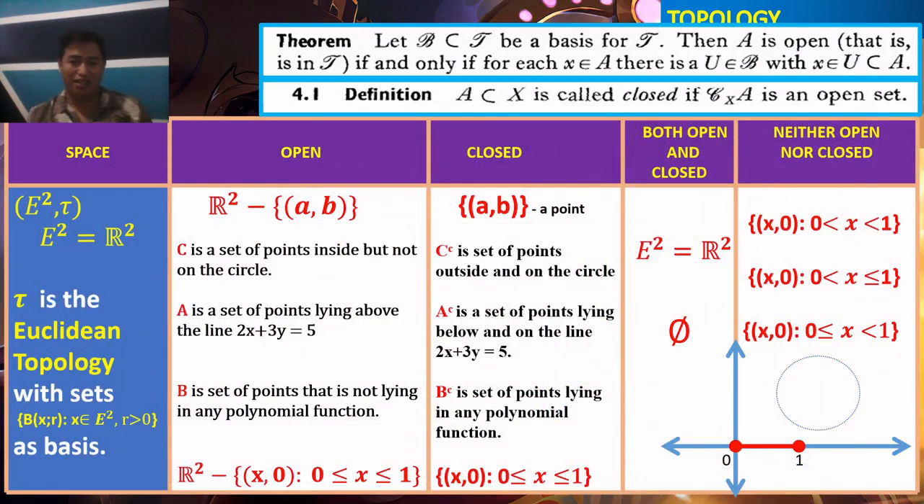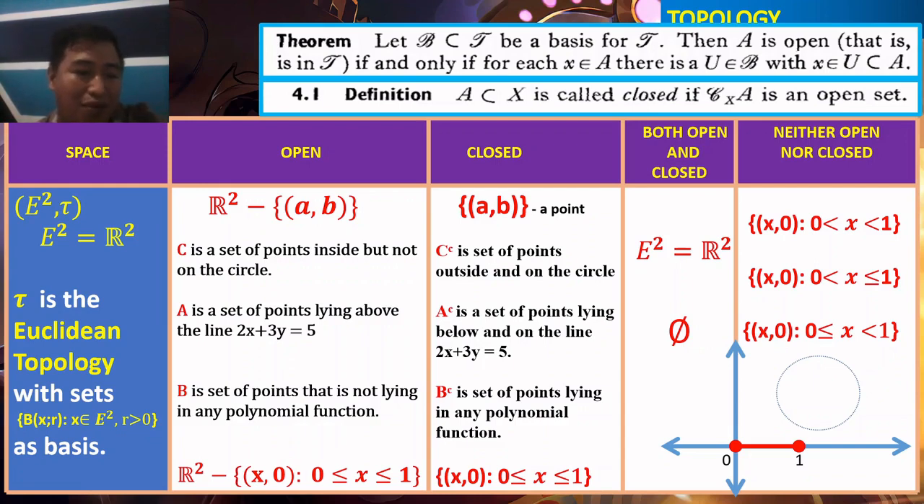Okay, class, for our last example, if our space is E2, which is equal to R squared, the graph of this is the Cartesian plane. Here, our basis can be, as always, the ball B(x, r), such that x is an element of E squared and r is greater than 0. So in our Euclidean topology on E squared or R squared, the open sets are usually the open balls.